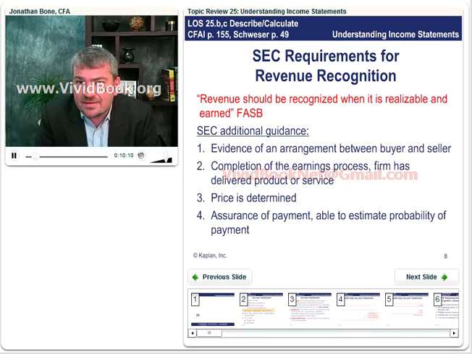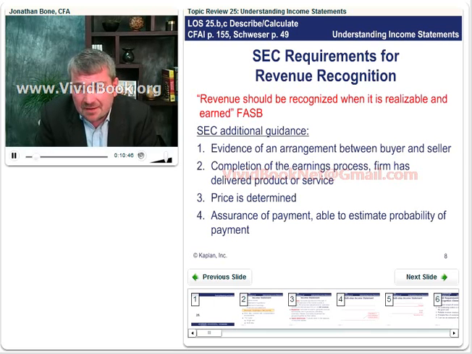First of all, there's an evidence of an arrangement between the buyer and the seller. It could be a sales contract, it could be an invoice, it could be a shipping note indicating the goods have been shipped. Also, notice there should be completion of the earnings process, i.e. the firm has actually shipped the goods or completed the service. The price is determined, so we know what the price is, we can put a dollar value, and then the final one, of course, is the customer is likely to pay, so we've got assurance of payment. And of course, in that case, if we know the price and we know the total cost, we can start to record a profit.